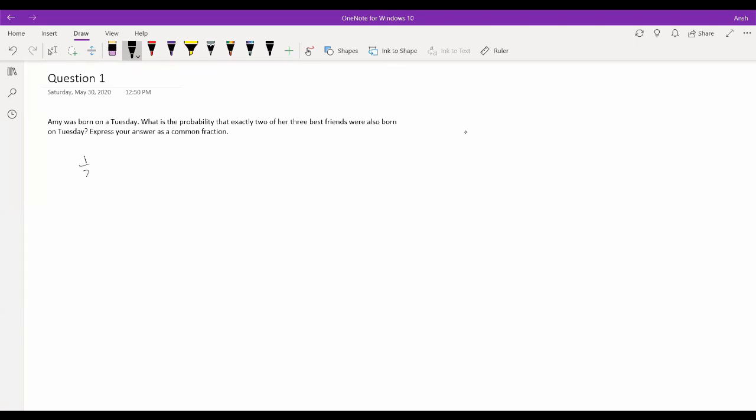The probability of that would be 1/7 times 1/7. And the probability that someone is not born on a Tuesday is 1 minus 1/7. So putting this together, this would be equal to 6/7³ equals 6/343.